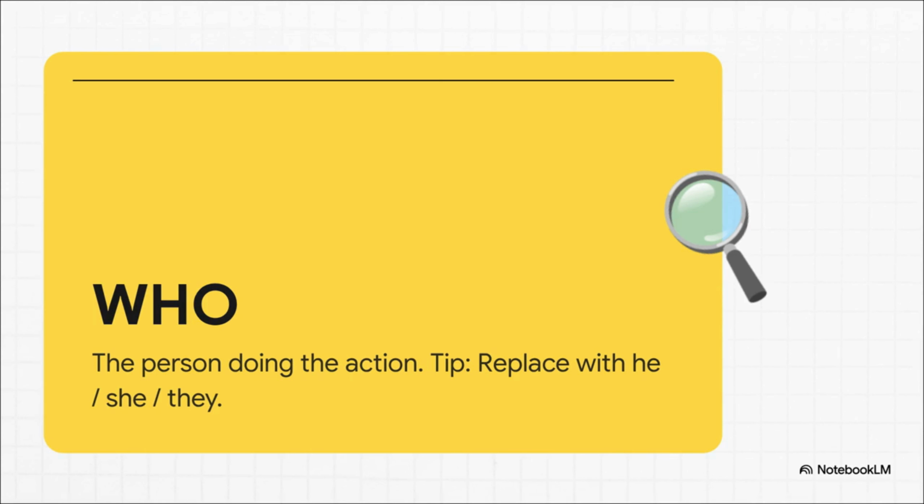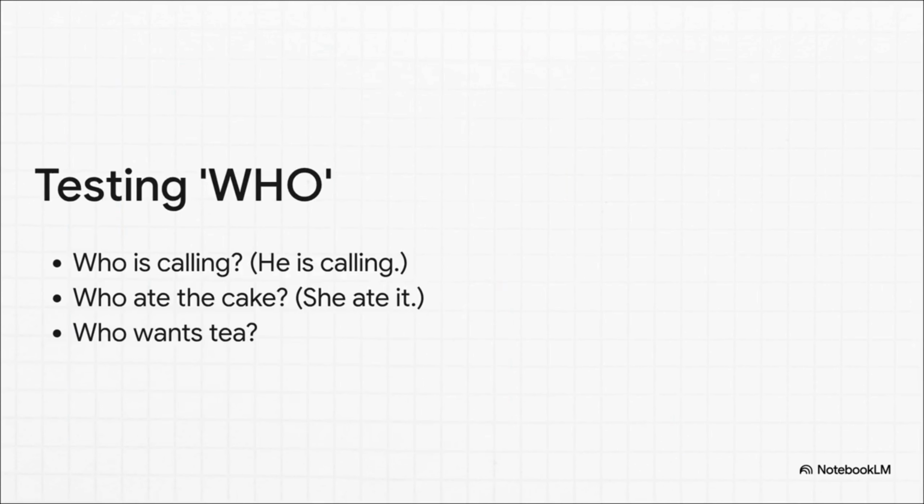Okay, let's lock in on who. This is your subject, your doer. And here it is. This is probably the single best trick you will ever learn for this. If you can answer the question or just rephrase the sentence using he, she, or they, then who is always your word. Let's test it out.